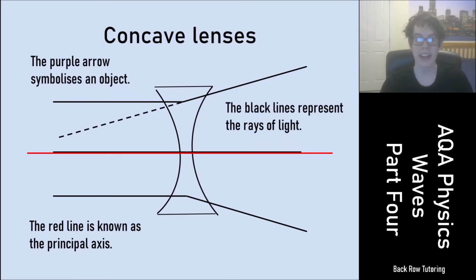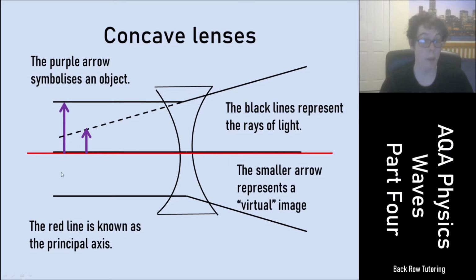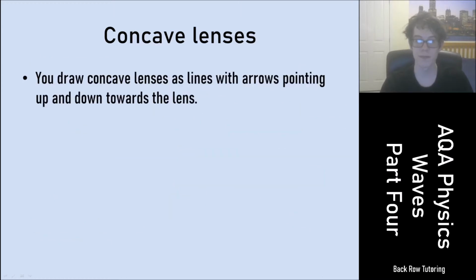Now let's have a look at concave lenses. Concave lenses are like this shape here, where they are fatter on the outside than in the middle. Again, we're going to draw in some arrows, and this arrow here represents an object, and this arrow here represents the image. You can see here that it's a virtual image because the top of this image is a dotted line, and we'll see later on that dotted lines are virtual rays. You draw concave lenses as lines with arrows pointing up and down towards the lens, like this.